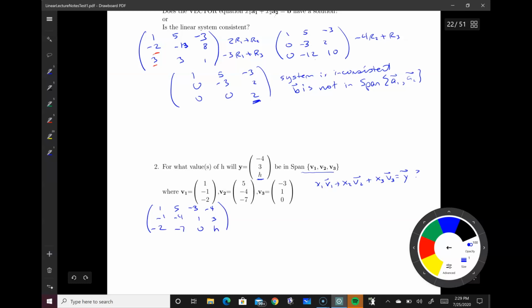Okay, so I see if I add together row 1 and row 2, that's going to get me a 0 in this position. And I'm going to say, let's multiply row 1 by 2 and add it to row 3. All right, so let's do that. And I'm going to keep the first row the same. So the second row and the third row.